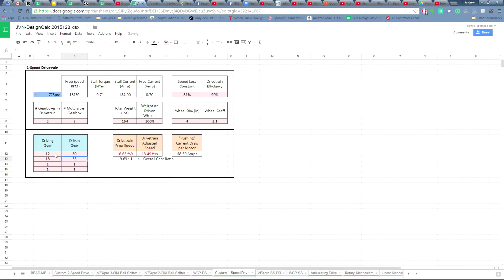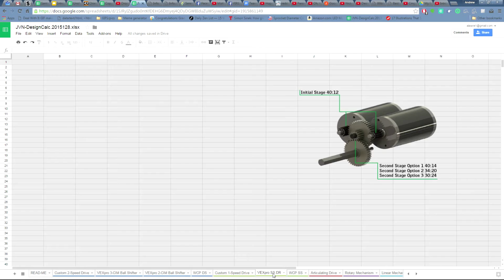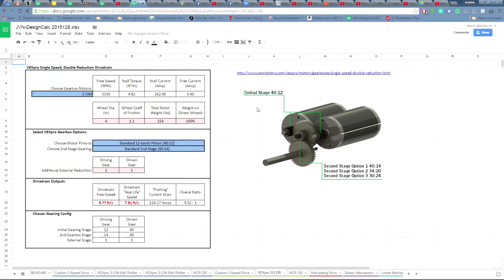Let me see if I could... Really? Oh, no. No? Oh, I have to go up. Come on. Yes. Okay. Much better. I just need a 5/100th of a tooth that I need to add. Alright, that's sidetracking. Anywho. Vex Pro, single speed, double reduction.